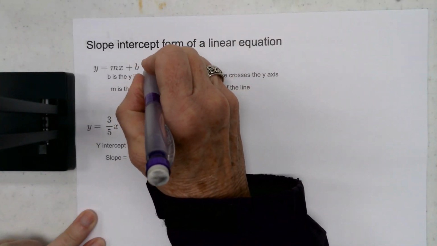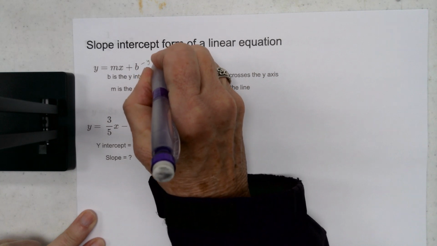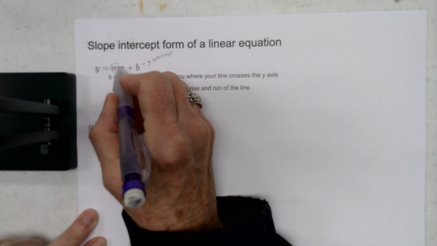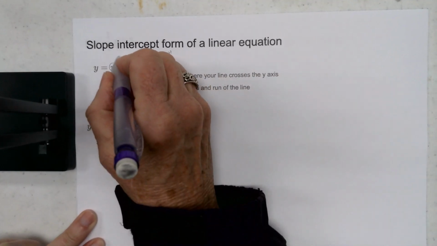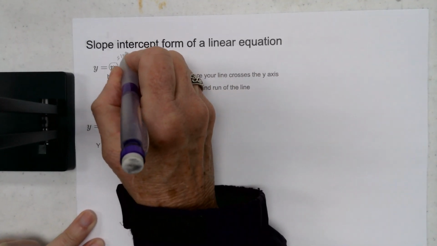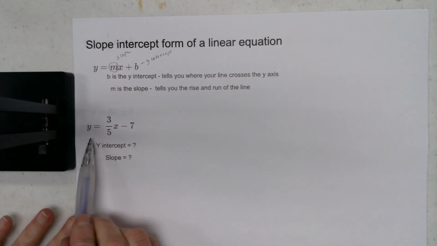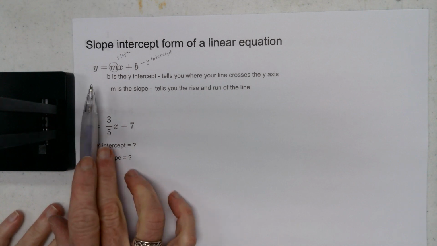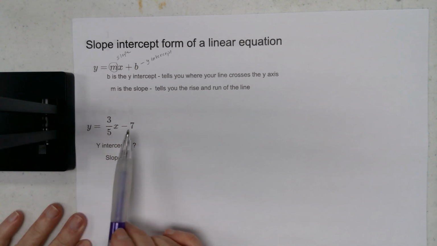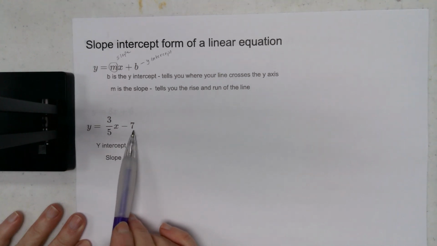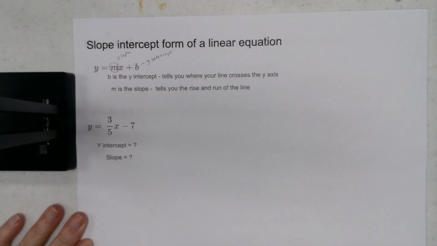So this is your y-intercept. And the m, this part right here, is your slope, which tells you the rise and the run of the line. So this equation is in the right form. I have y by itself. I have a number in front of my x, and then I have a number at the end that doesn't have an x with it.